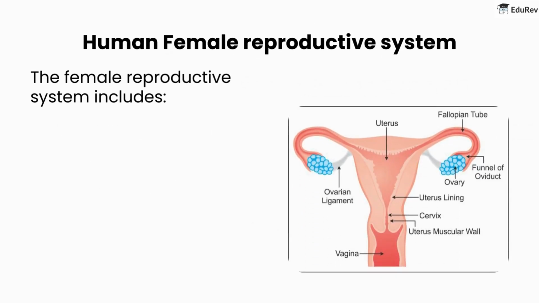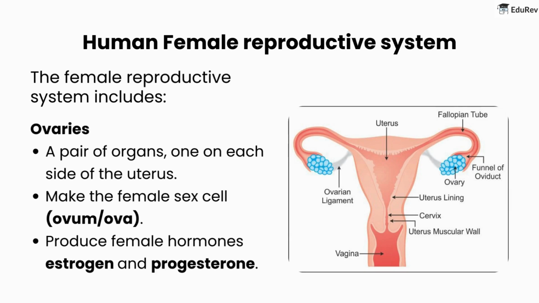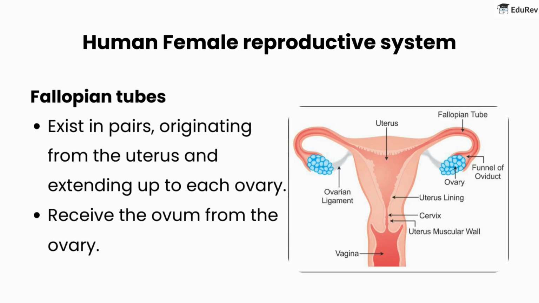Human female reproductive system. The female reproductive system includes ovaries, a pair of organs, one on each side of the uterus. They make the female sex cell, ovum or ova, and produce female hormones estrogen and progesterone. Fallopian tubes exist in pairs, originating from the uterus and extending up to each ovary. They receive the ovum from the ovary.